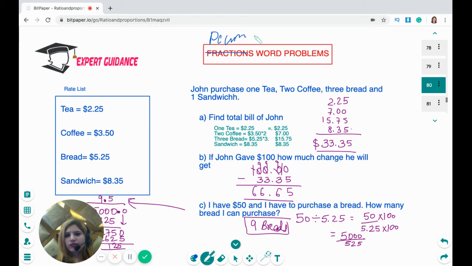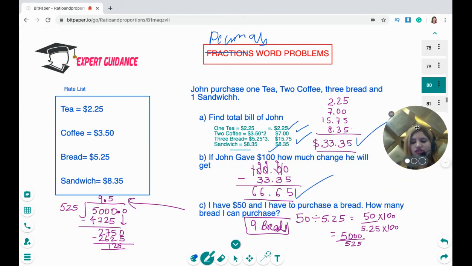So if you get 1 tea, then it's $2.25. 2 coffees, 2.5 times 2, which is 5. 3 breads is 5.25 times 3, which is 15.75. Sandwich is 8.35. You add them all up and you get 33.35 as his total bill. How much change will you get if you have $100? You take 33.35 from 100 by normal column subtraction, and you get 66.65.